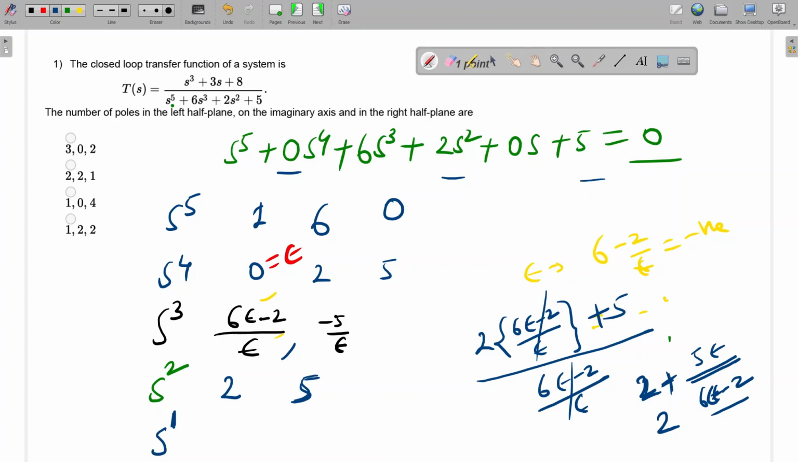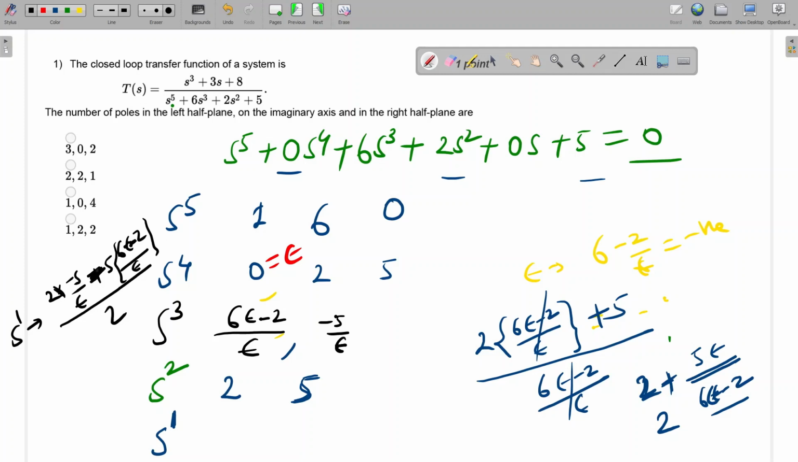What will be the s to the power 1 factor? 2 into minus 5 by epsilon. Okay. Plus 5 into 6 epsilon minus 2 by epsilon. Correct? Correct only. So it's minus only here. Minus 5 into 6 epsilon minus 2 by epsilon divided by how much? 2. Is it correct? Yes, sir.